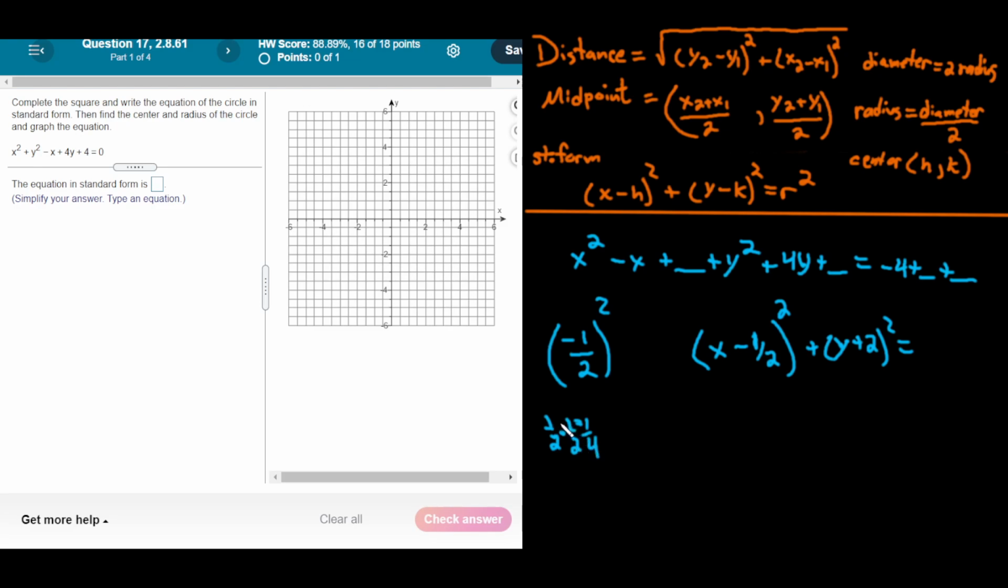Multiply numerators. 1 times 1 is 1, 2 times 2 is 4. So you multiply straight across when you're multiplying fractions. So you get 1 over 4. You're adding 1 over 4 over here, so you're going to add 1 over 4 over here. What else do we have?